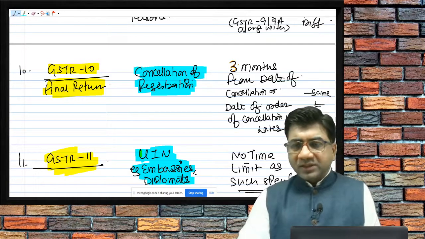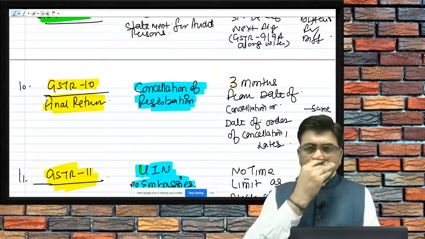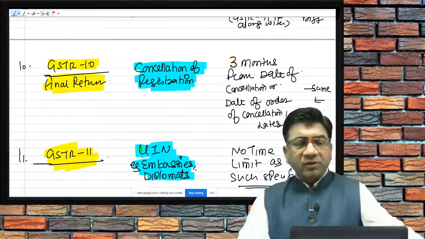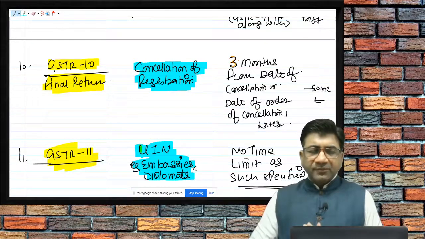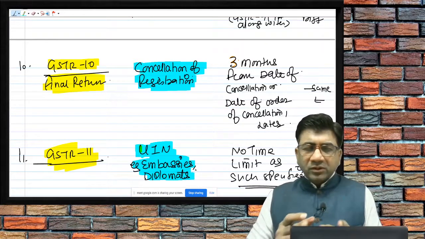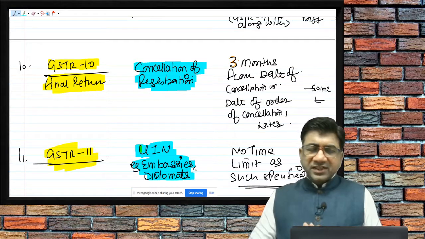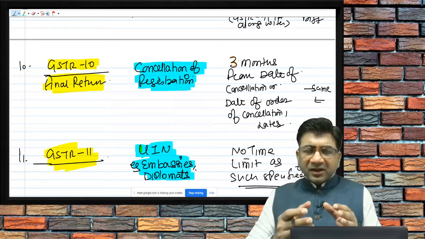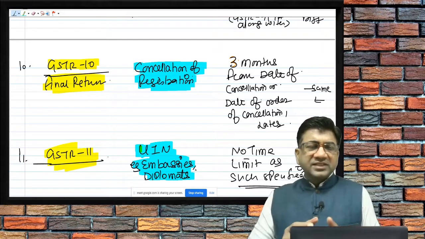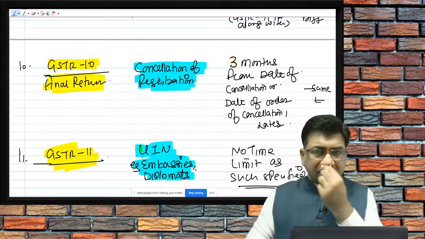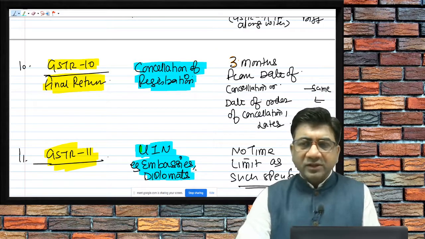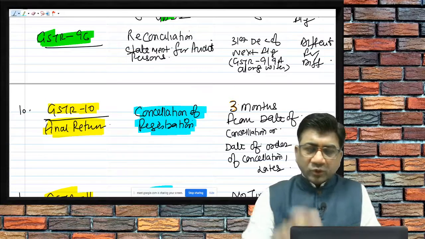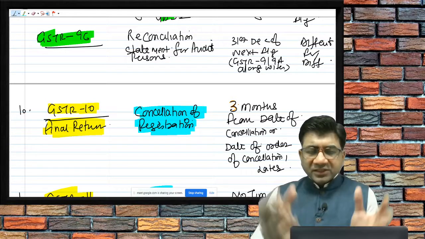So the normal person, the composite dealer, will file which forms? Composite dealer will file which form? CMP 08 quarterly, GSTR 4 yearly, and an annual return in GSTR 9A. So all you have to remember is this quarterly statement of CMP. So you can make yourself summaries out of this chart.